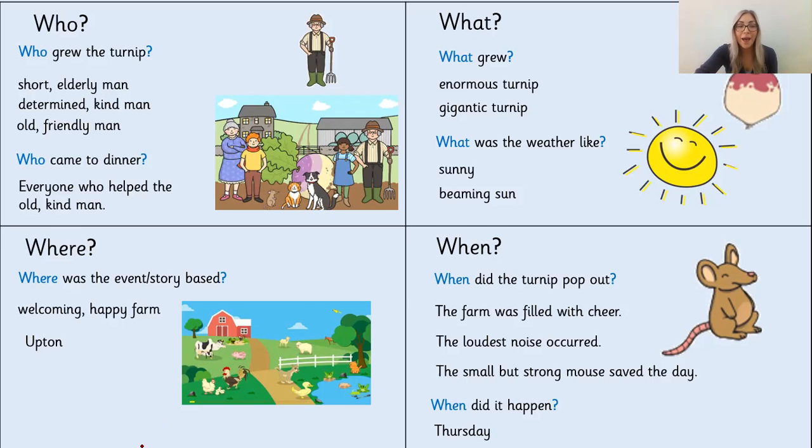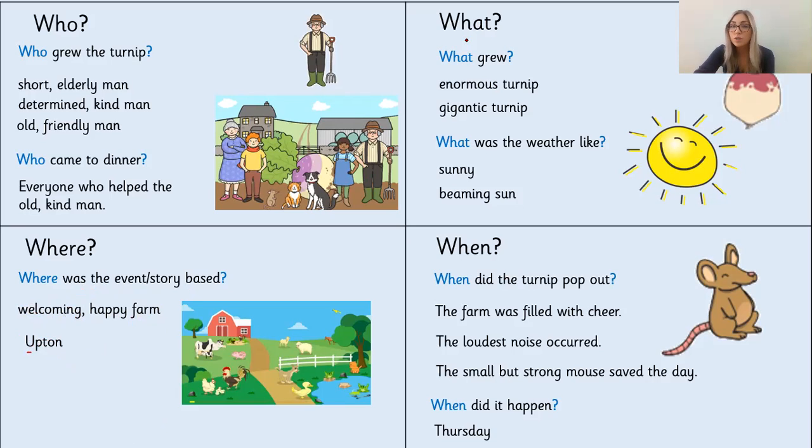Then we looked at where. So where was the story based? And we said it was on a welcoming, happy farm. And also I've added in there that it was in Upton, okay? And Upton needs a capital letter because it's a proper noun. It's the name of a place, okay? So have a little look at Upton with that capital letter.